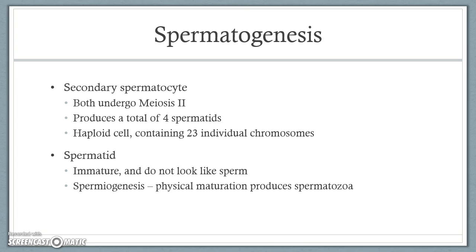Both secondary spermatocytes will go through meiosis II. At the end there are 4 spermatids, each haploid with 23 chromosomes. A spermatid is an immature sperm cell. It must go through the process of spermiogenesis to become physically mature.